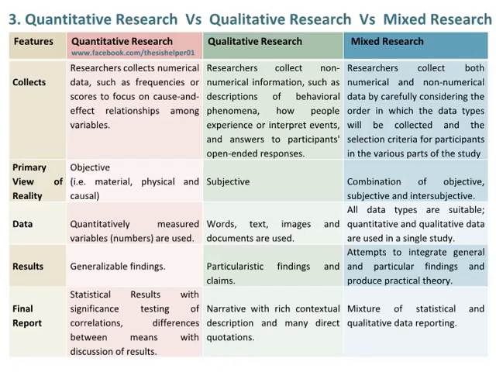Whereas in mixed research, researchers collect both numerical and non-numerical data by carefully considering the order in which the data types will be collected and the selection criteria for participants in the various parts of the study. Primary view of reality of quantitative research is objective, that is material, physical and causal, whereas primary view of reality of qualitative research is subjective, whereas primary view of reality of mixed research is combination of objective, subjective and intersubjective.